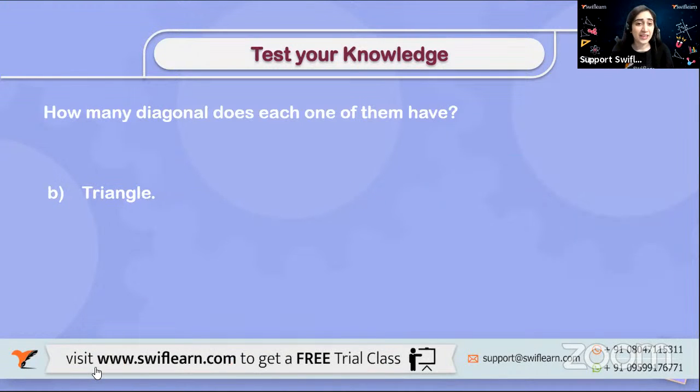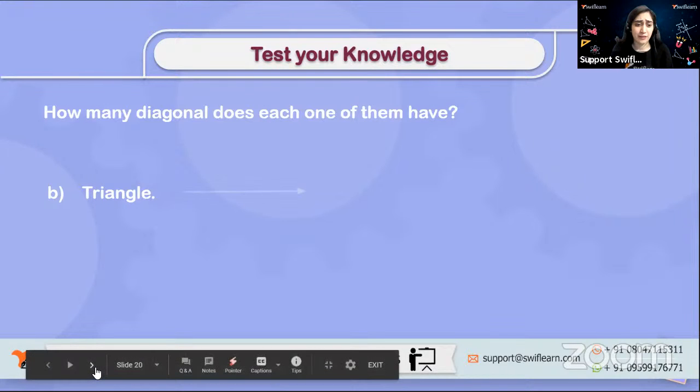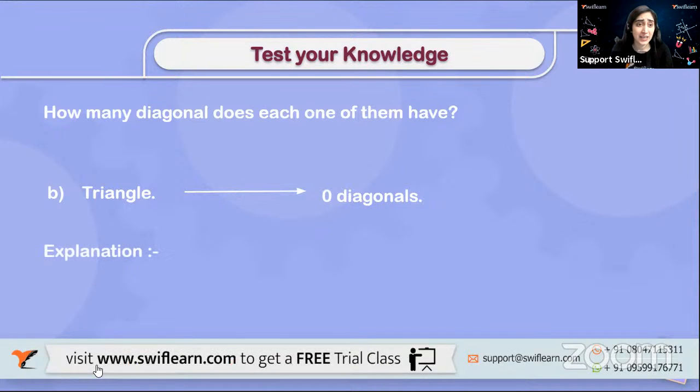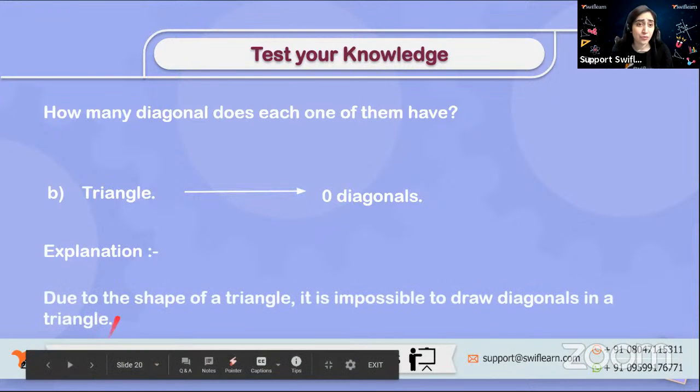All right. How many diagonals does each one of them have? So how many diagonals does a triangle have? See, a triangle does not have any diagonal. Why do we say that? The reason is that there are already 3 sides of a triangle. Can you see that?